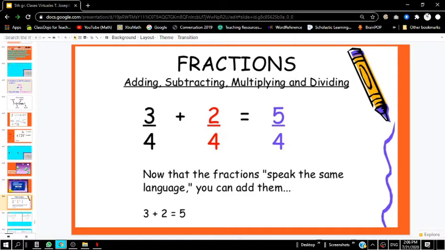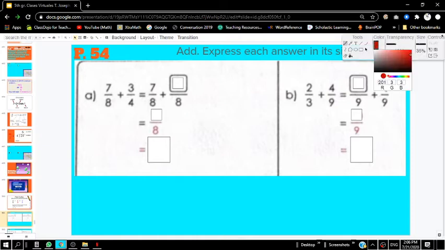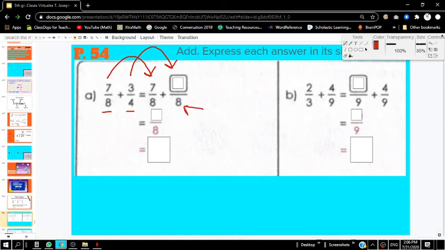Now, what happens if you don't have the denominator the same? Well, let's look at some examples on page 54. So on page 54, you can see that for the first example, we don't have two fractions with the same denominator. We actually have 7/8, which has 8 as the denominator, and 3/4, which has 4 as the denominator. So what do we need to do with that 3/4 in order to change it to 8ths?